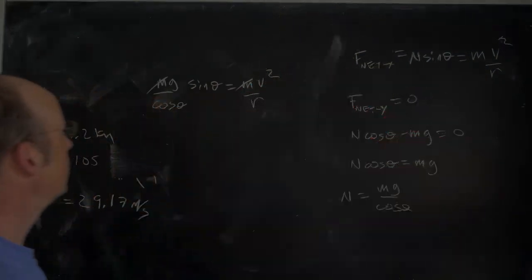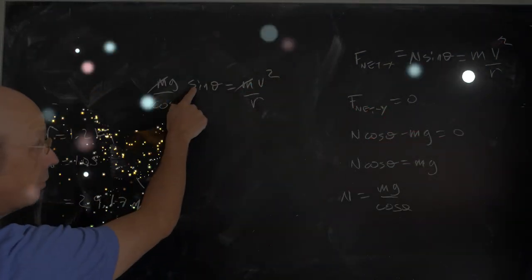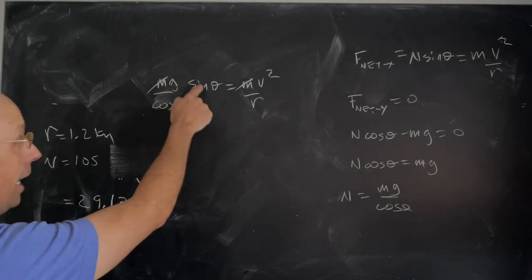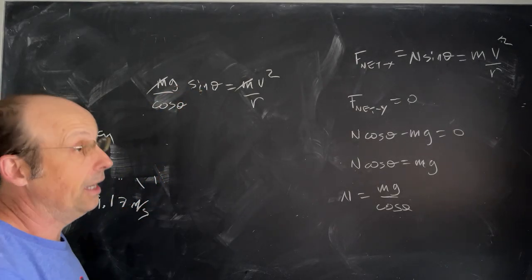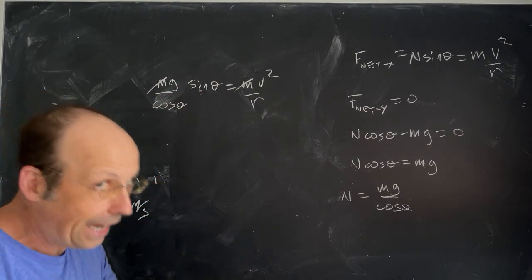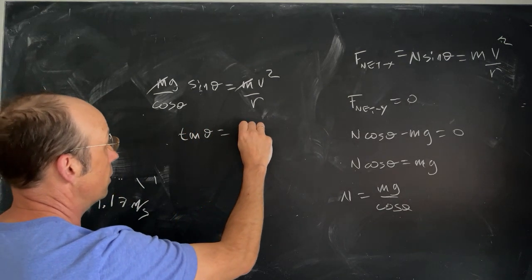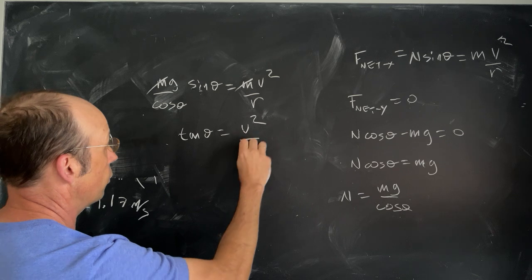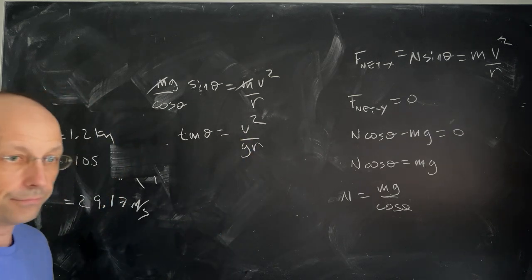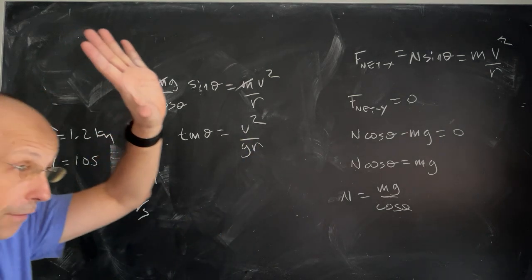Okay. So I can do something else. I'm going to divide by g, and then I have sine over cosine. Sine divided by cosine is tangent. So this is going to be tangent theta equals v squared over g r. And I can solve for that. But let's just check first.